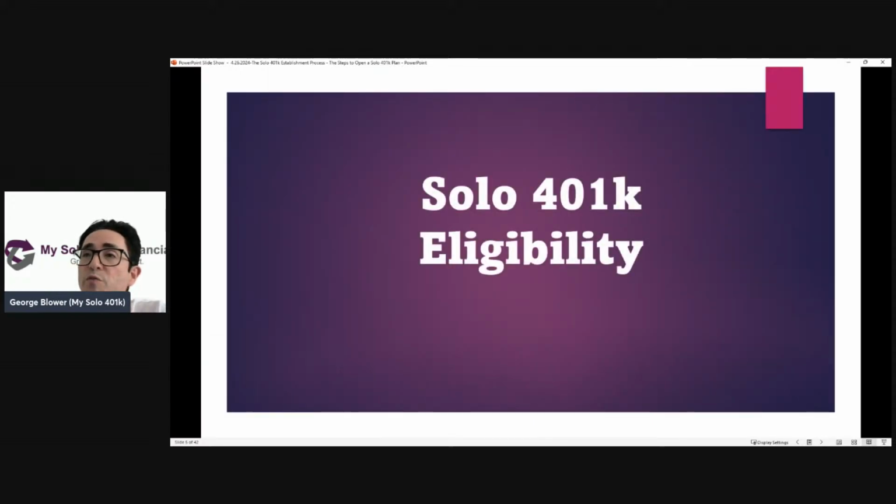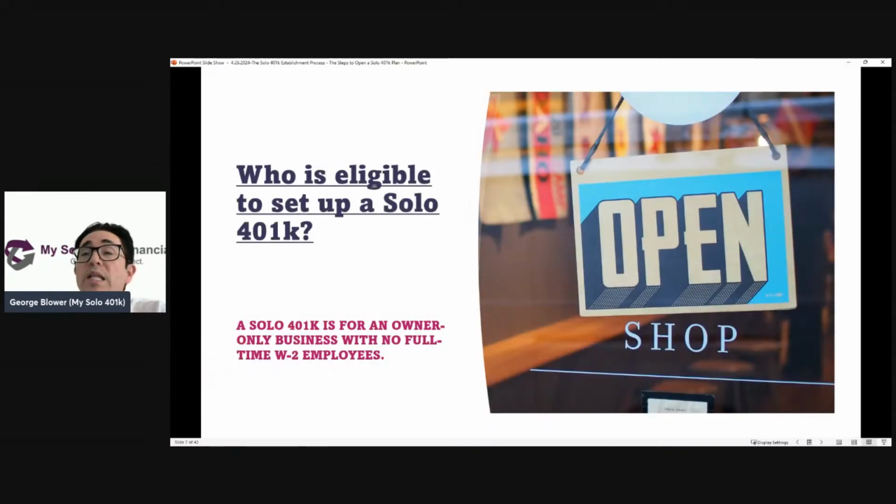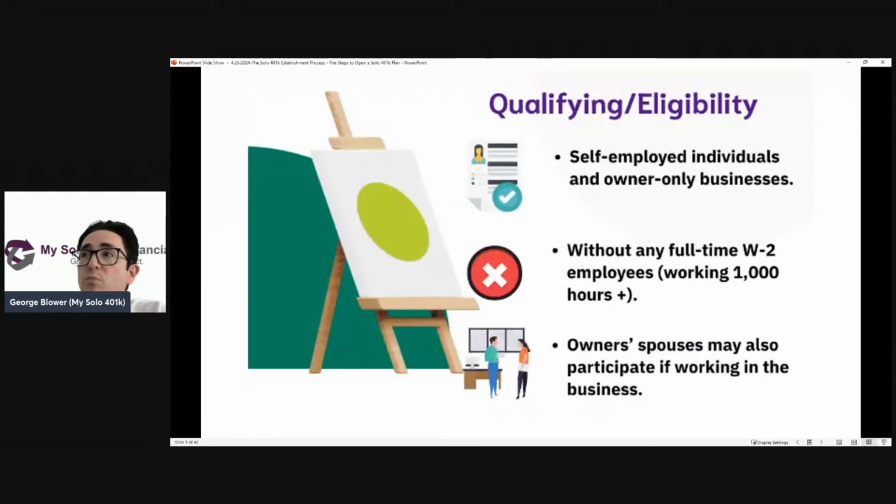So the first question we want to answer is, am I eligible to set up a Solo 401k? Well, you are going to be eligible to set up a Solo 401k if you're self-employed with no full-time W-2 employees. So a Solo 401k is for owner-only businesses with no full-time W-2 employees.